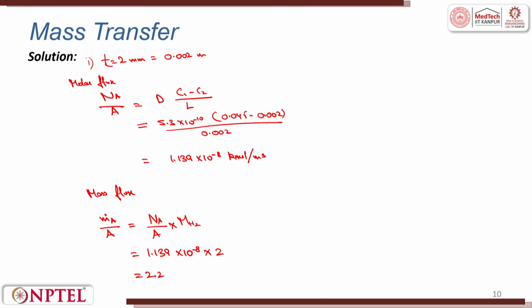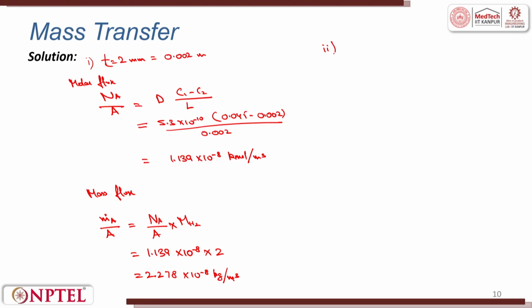This is 2.278 into 10 raised to the power minus 8 kg per meter cube. This is for thickness 0.02 mm.